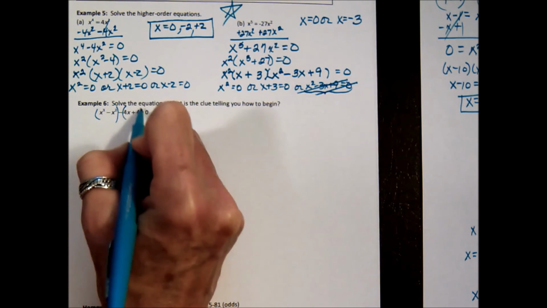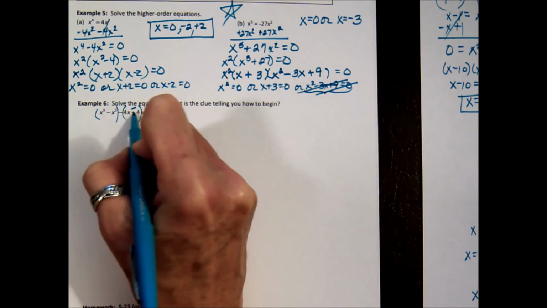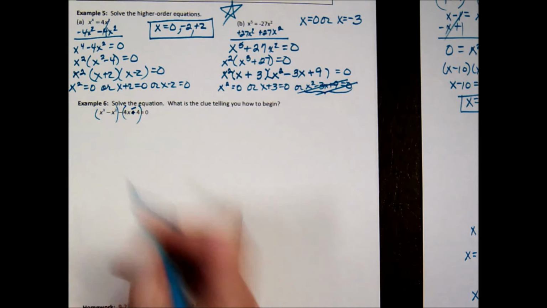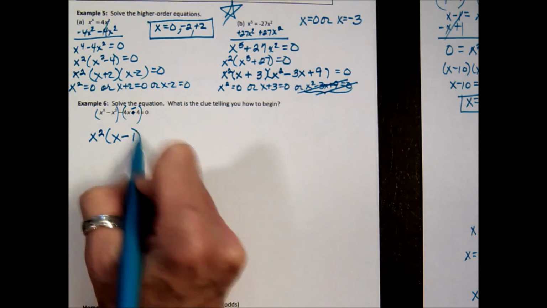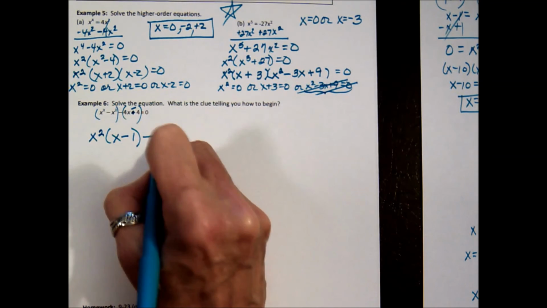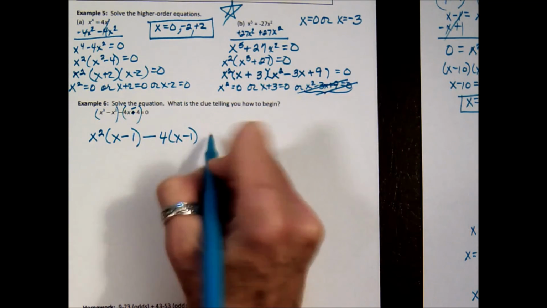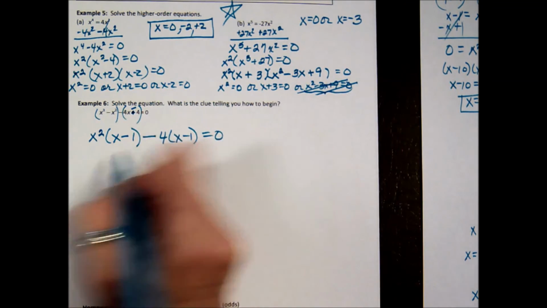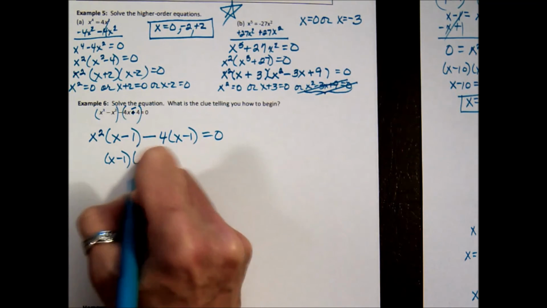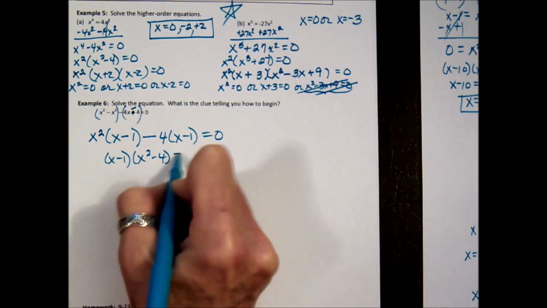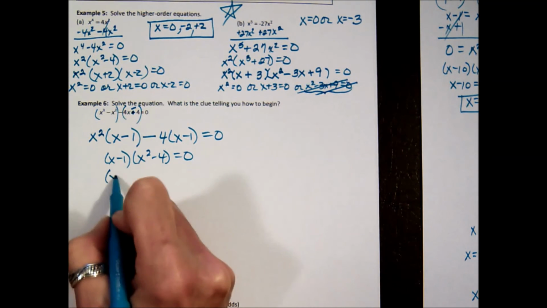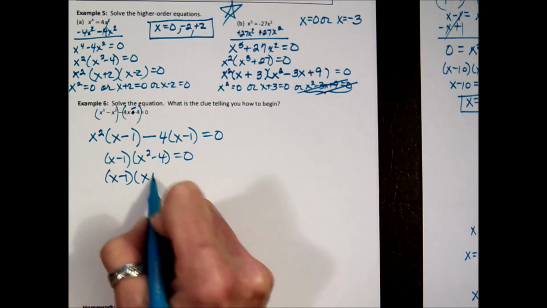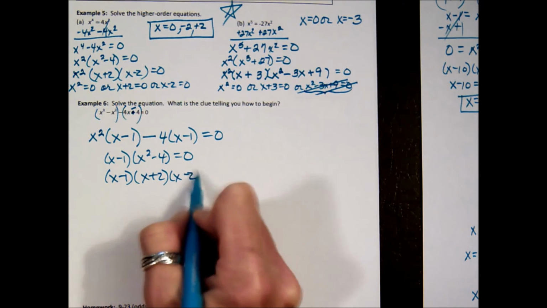This negative here causes me to have to make a correction there. My GCF here is x squared, and I'm left with x minus 1. My GCF here is 4, and I'm left with x minus 1. So my factors are x minus 1 times x squared minus 4 equals 0, but this isn't finished factoring. So x minus 1, x plus 2, x minus 2 equals 0.